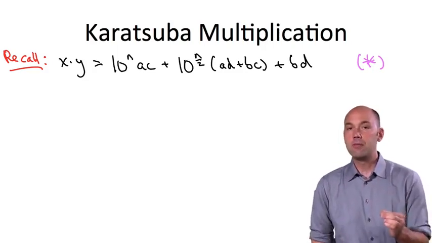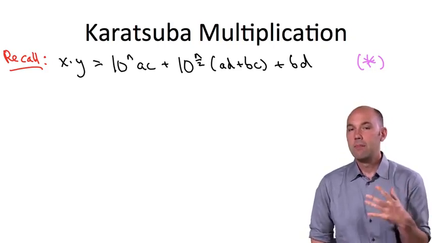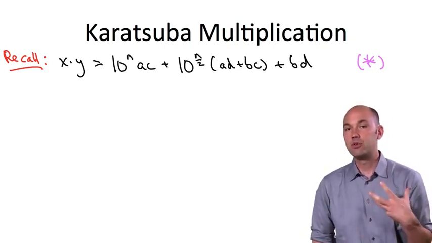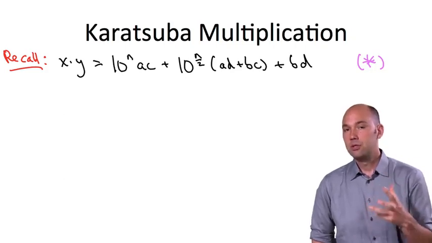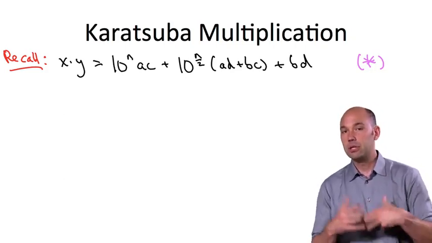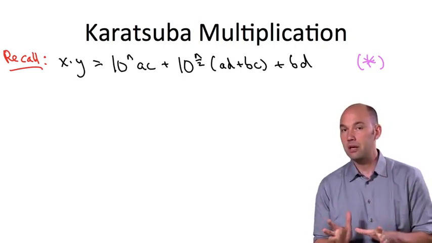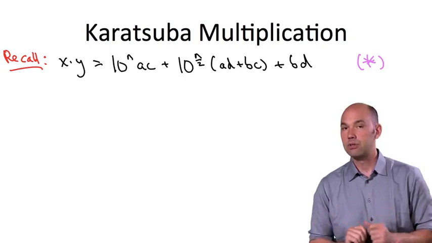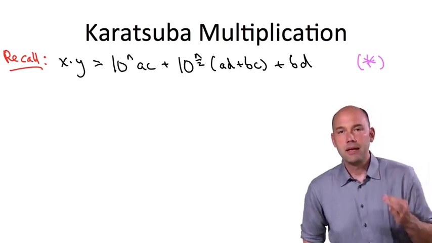We care about the numbers AD and BC not per se, but only inasmuch as we care about their sum, AD plus BC. So this motivates the question, if there's only 3 quantities that we care about, can we get away with only 3 rather than 4 recursive calls? It turns out that we can, and here's how we do it.